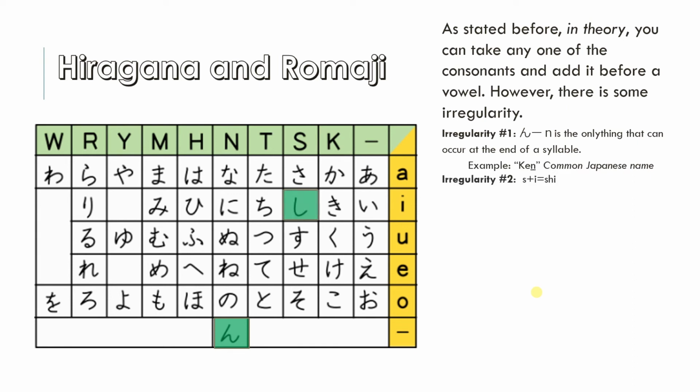The next one is when you have an s and an i. Instead of saying si, it becomes shi. And a good example of shi can be seen in the word sushi. The next irregularity is t and i. Instead of saying ti, they say chi.